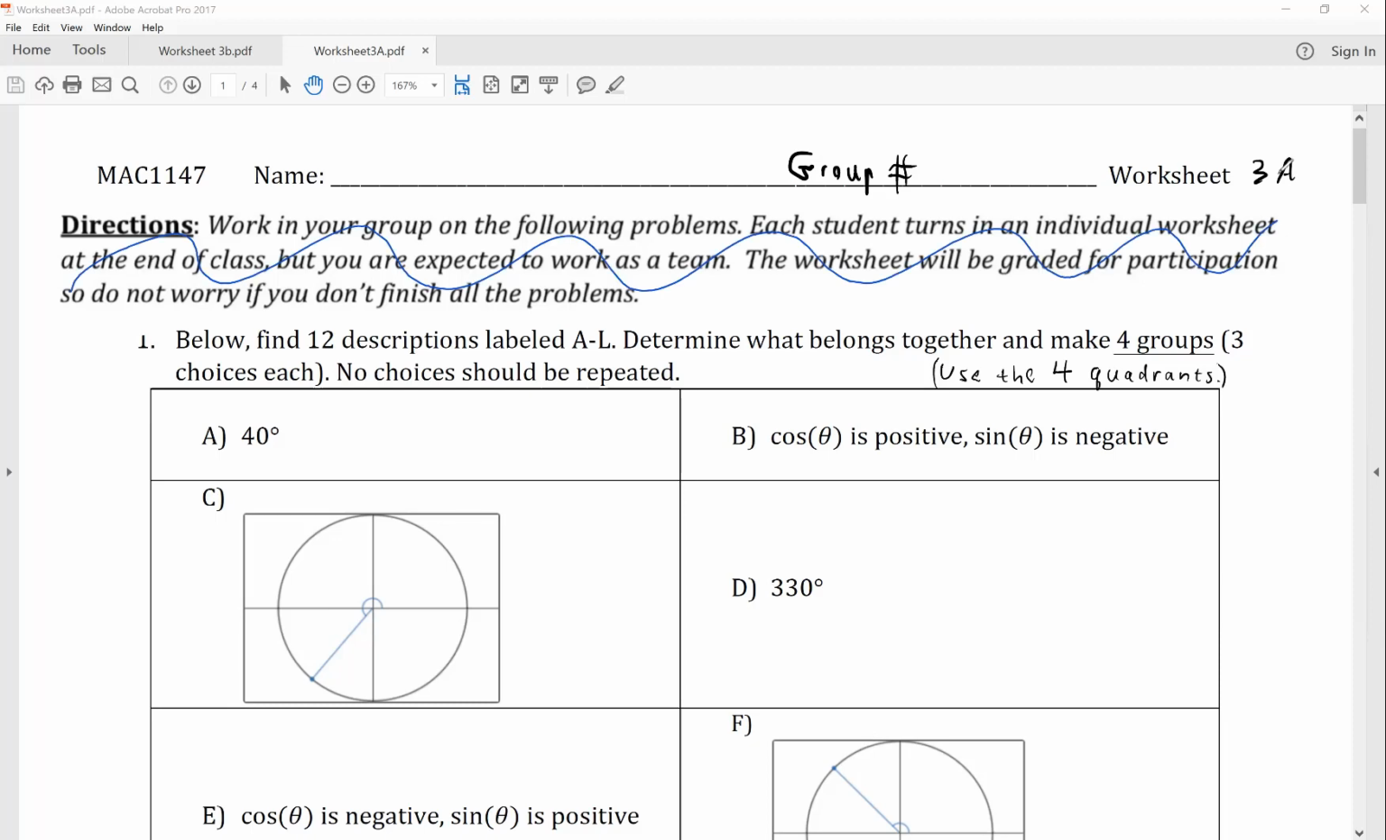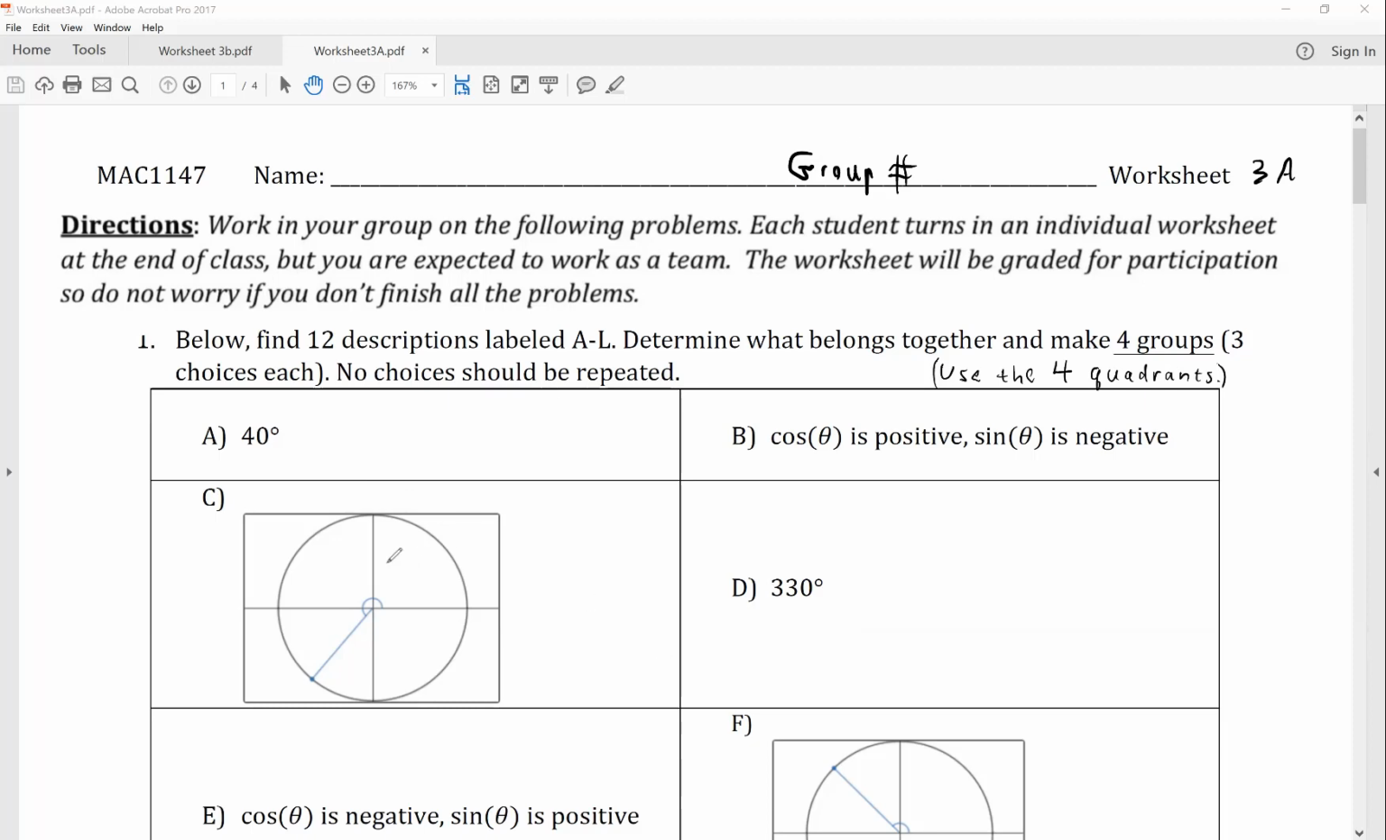Below, find 12 descriptions labeled A through L and determine what belongs together and make 4 groups, 3 choices each. No choices should be repeated. Here's the part that you need to know. How we're dividing them into groups is we're using the quadrants. We want to look at each one of these and decide what quadrant we're in, okay?